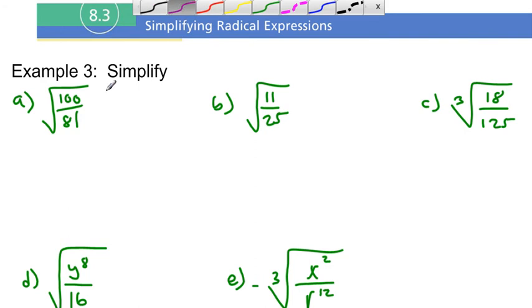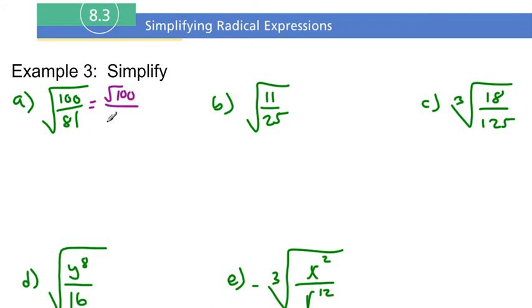Let's remember that if you take the square root of a fraction, then that means we can take the square root of the numerator and the square root of the denominator. So we can break that up into the square root of 100 over the square root of 81. The square root of 100 is 10, and the square root of 81 is 9. This middle step isn't all that necessary, but just to let you know where the 10 and the 9 come from, I'm taking the square root of both the numerator and the denominator.